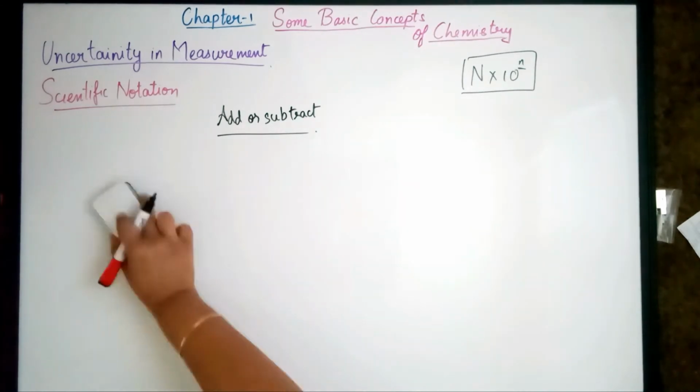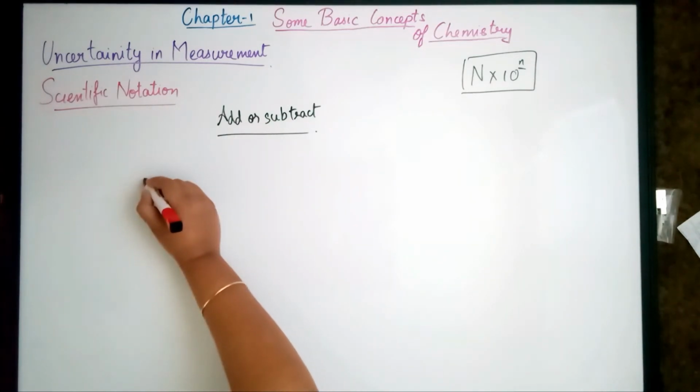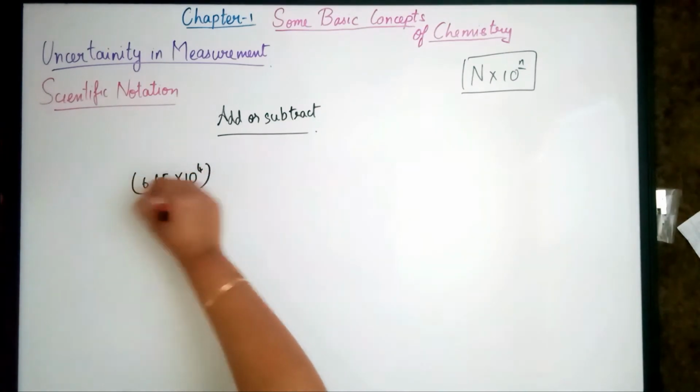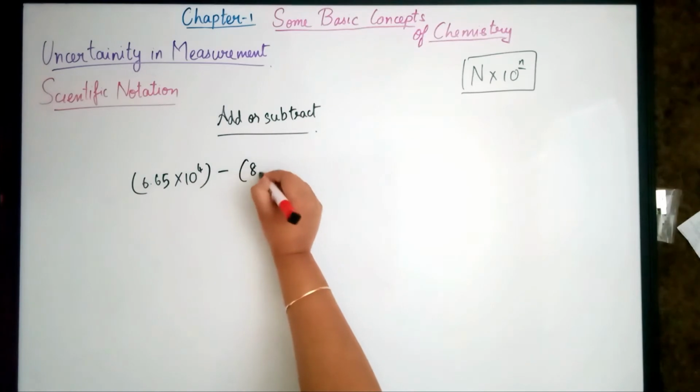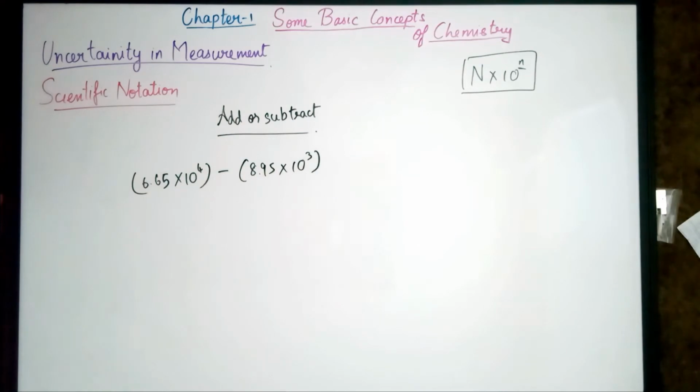So let's take another example. In case you haven't understood, let's do another one. Here we are going to be subtracting, not adding, two terms. For example, 6.65 into 10 to the power 4 minus 8.95 into 10 to the power 3. So this is the same as the example before. The only thing I've done over here is change the sign, just so you can understand.